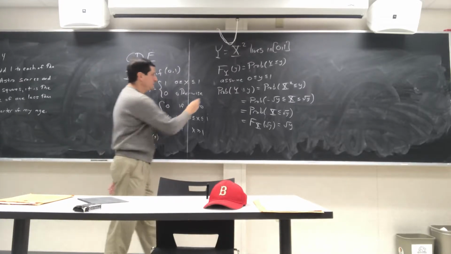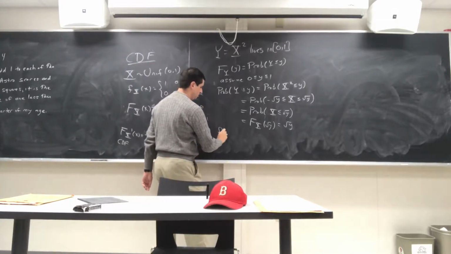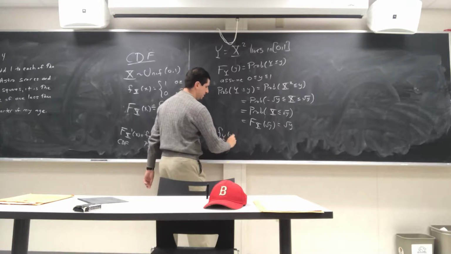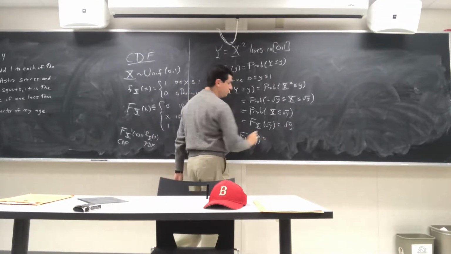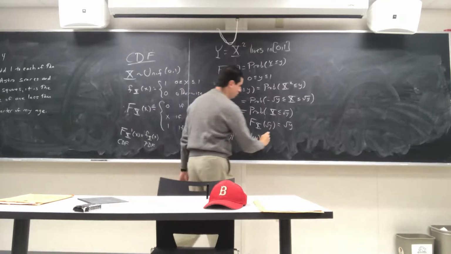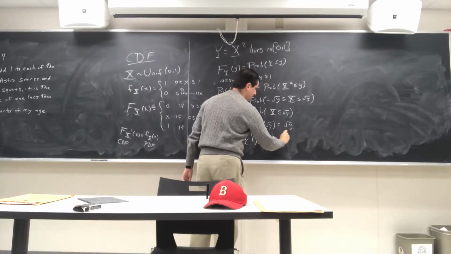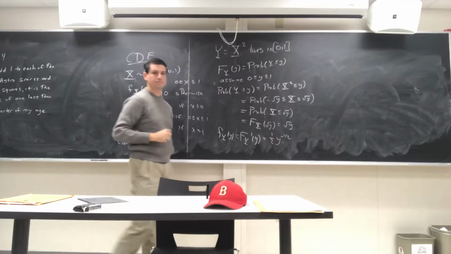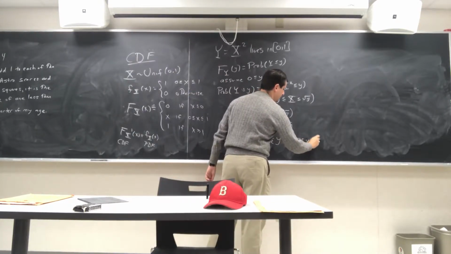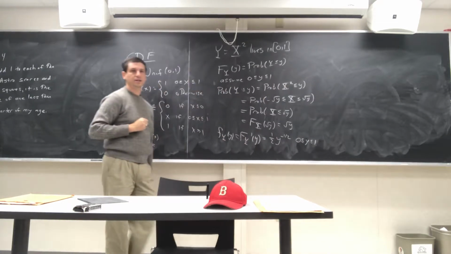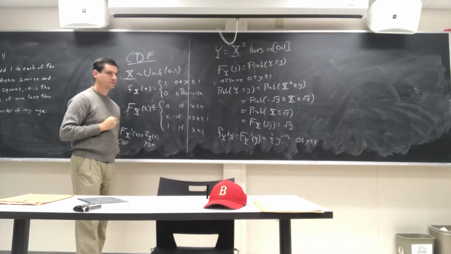So we can now calculate the density function. The density function is the derivative of the CDF. And now I just take the derivative of the square root of y, so I'll have 1/2 y to the negative 1/2. And this will be for 0 ≤ y ≤ 1. Is there anything that makes you uncomfortable?